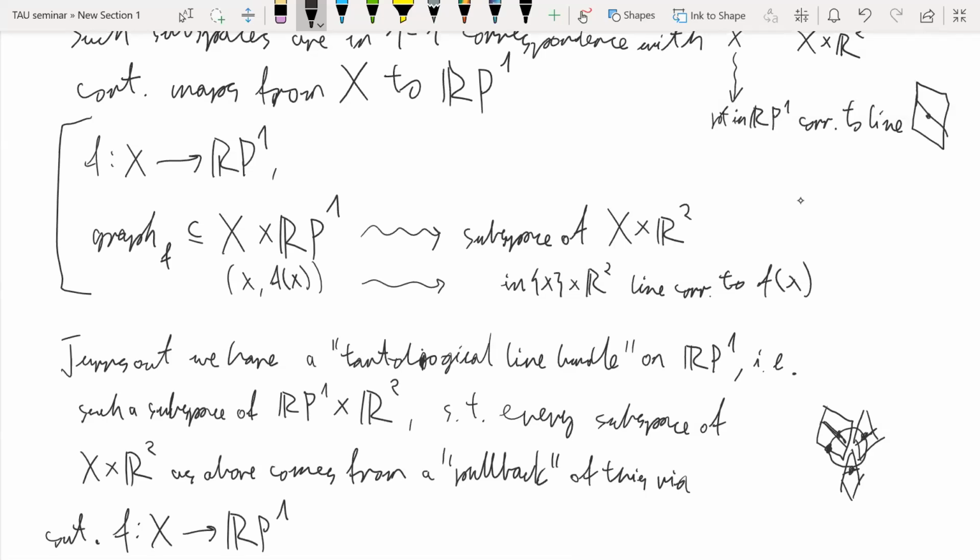So just to summarize, this one-to-one correspondence is not somehow completely arbitrary, but it itself comes from a certain subspace of RP1 times R squared. And something similar will hold if we replace RP1 and R squared with R to the n and RP n minus 1.